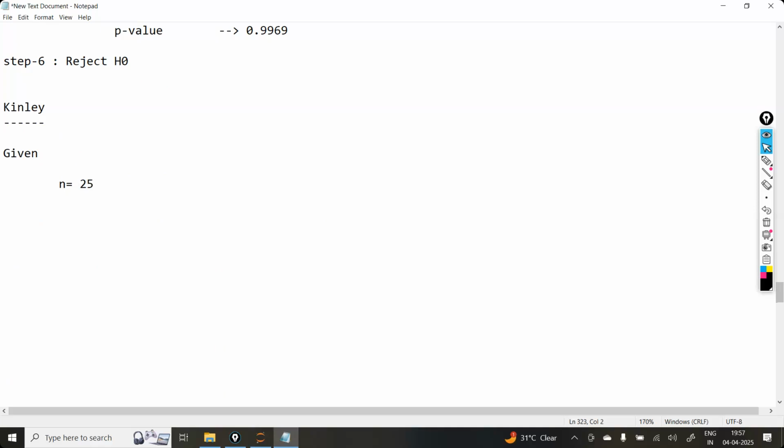And the population standard deviation, what is the population standard deviation? It is 10 ml. Population standard deviation is 10 ml. And what are the samples? 25 samples I have collected. For that sample, the sample mean is 995 ml. Sample mean is 995 ml.